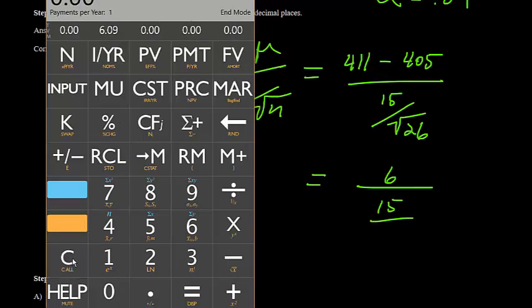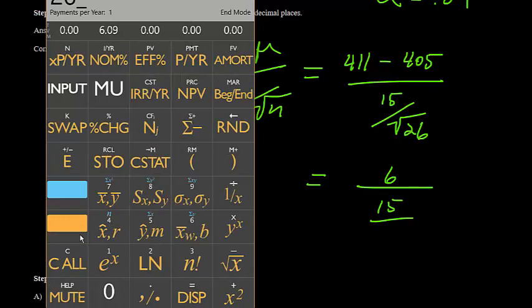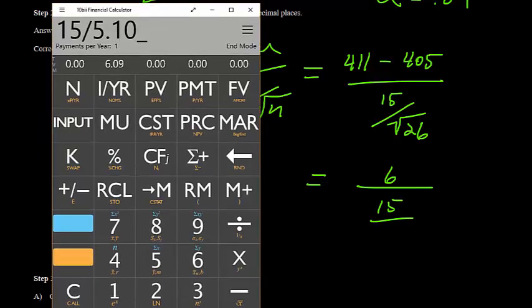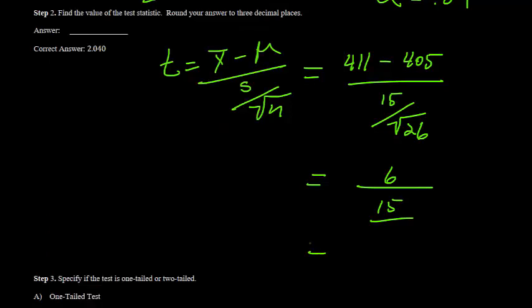The square root of 26 is easily calculable using our calculator. The square root of 26 is 5.10. I can throw that into memory. And then I can take 15 divided by recall memory. And I equal that to 2.94. So this is equal to 6 over 2.94. And that is not correct.